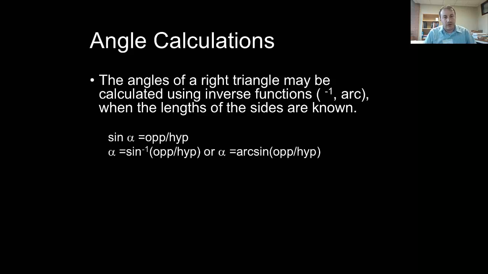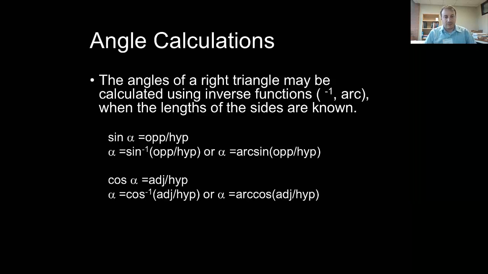So we know that sine alpha is equal to the opposite side over the hypotenuse. If we take the inverse of this equation, we find that the inverse sine function of the opposite side over the hypotenuse is equal to alpha, our angle. You might see this shown as either an inverse to the negative first power, or you also might see these inverse functions shown as arc sine.